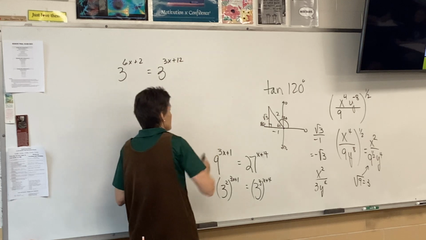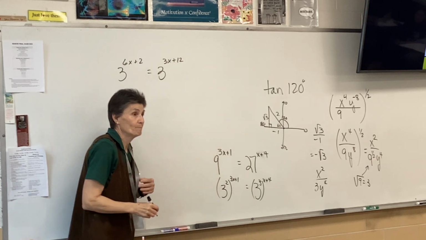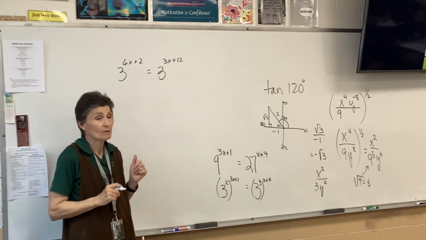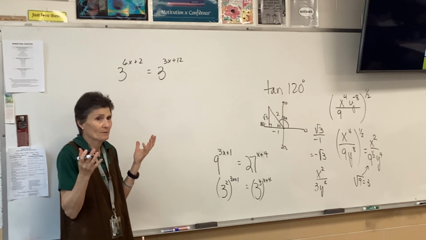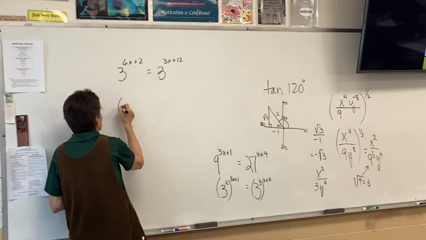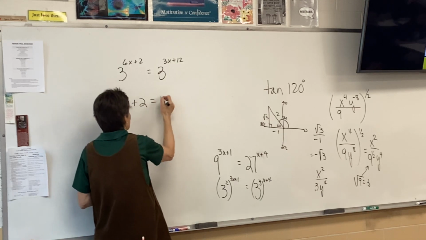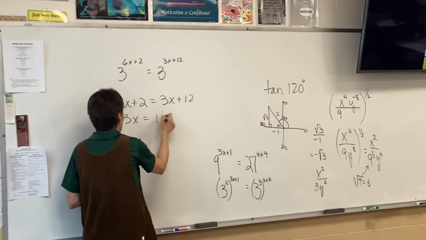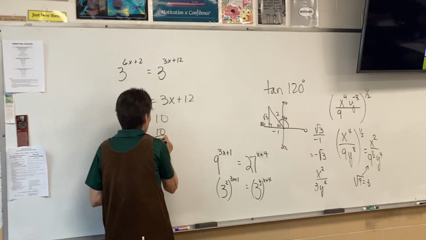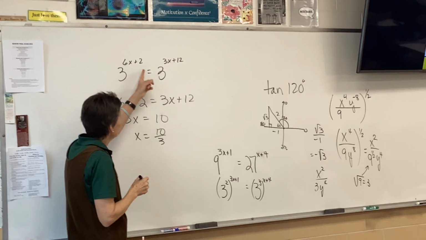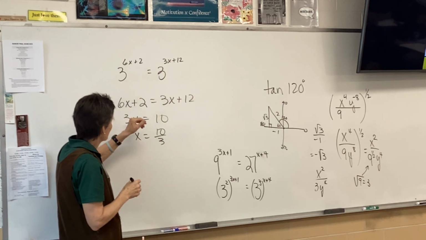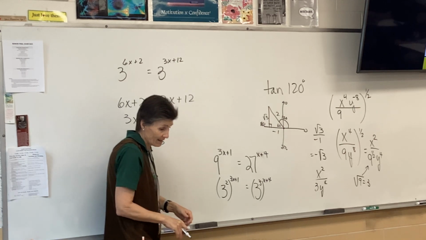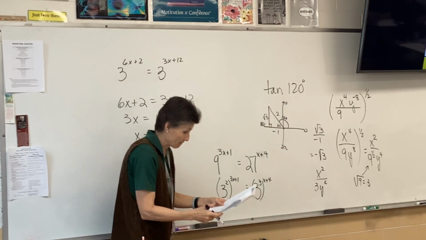Now, what does your common sense tell you at this point? If 3 to this power is 3 to this power, what does that mean? The powers are the same. So 6x plus 2 has to be the same as 3x plus 12. So it looks like, if I did my arithmetic right, just solving this little equation, set the exponents equal to each other, and it looks like x equals 10 thirds.